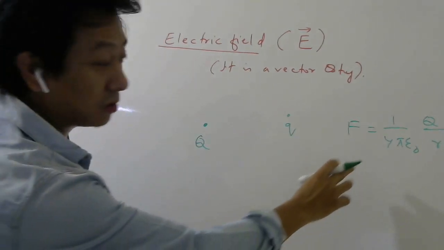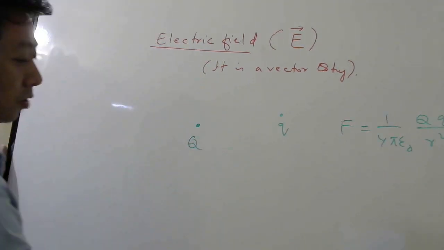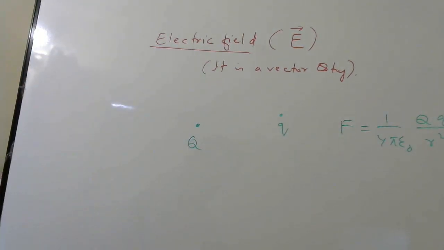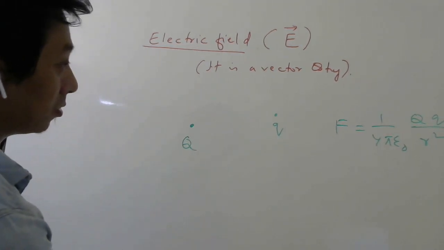When can you use this formula? If the charges here and here are point charges. Right? Okay. Now, what I don't like is this.